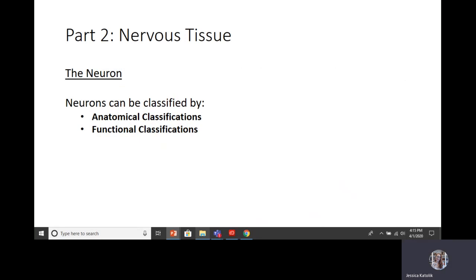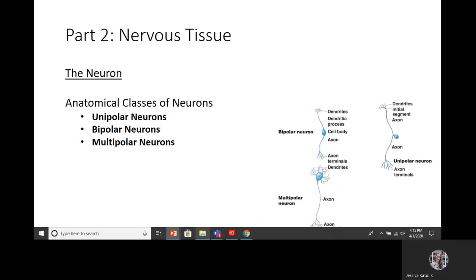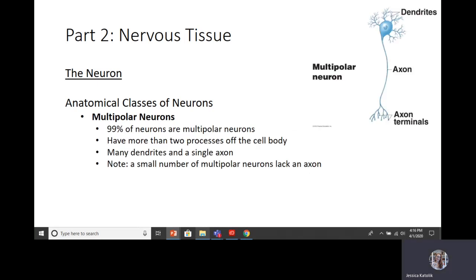Let's now look at the anatomical and functional classifications of neurons. There are three major shapes or anatomical classes of neurons: unipolar, bipolar, and multipolar neurons. The type of neuron that we talked about when we were looking at the general shape of a neuron is a multipolar neuron. And most neurons, about 99% of neurons in our body, are going to be multipolar.